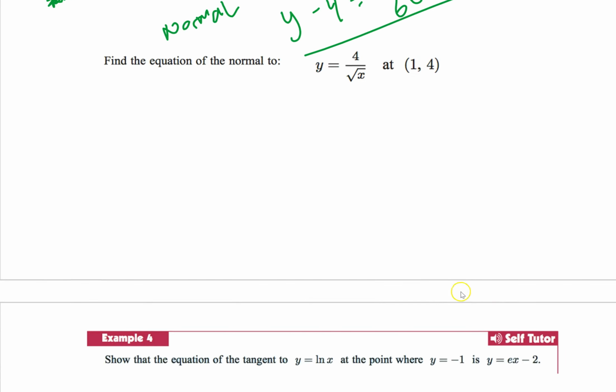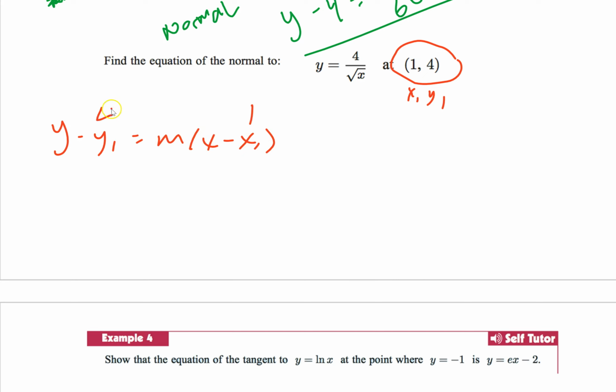Let's quickly look at this one. Find the equation of the tangent line and normal line to this. So what's the difference here? Not much, just that they gave you a point here. Don't freak out. That's your x1 and your y1. They did most of the work for you already. You go y minus y1 equals m times (x minus x1). This is 1, that is 4. That part's done. All I need to do is take a derivative of this.